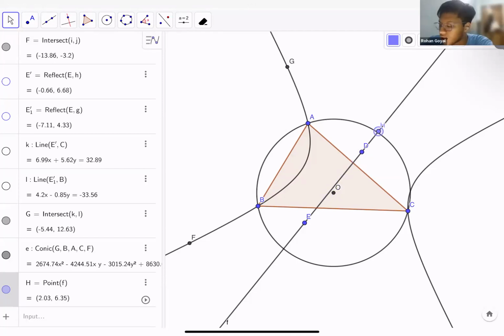So now the thing to prove is, if we want to show that it forms a conic, then we want to show that every other point goes to some other point on this conic. That's what we want to show. So how would we go about showing that?